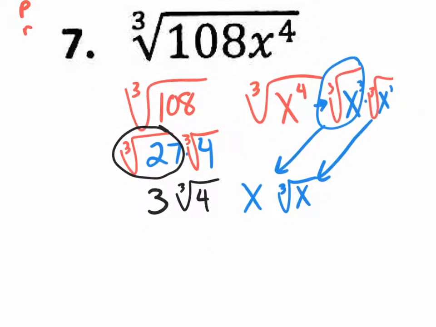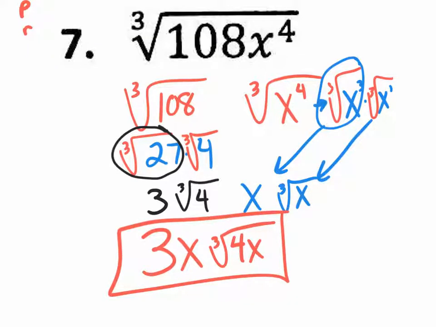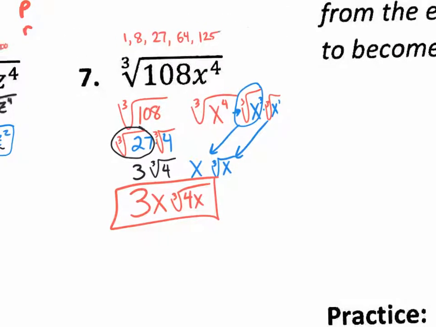We need to rearrange it in order. So what's my final answer going to be? 3x cube root of 4x. There's your final answer right there for number 7. Okay? Practice makes perfect, guys.